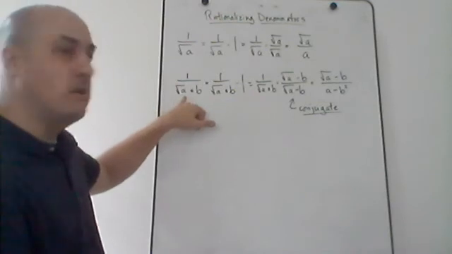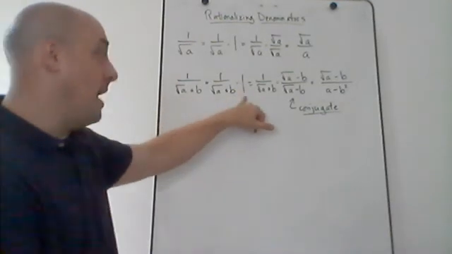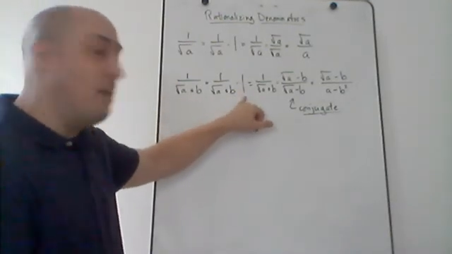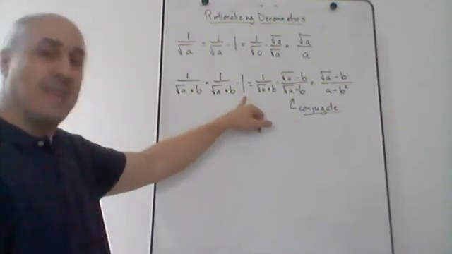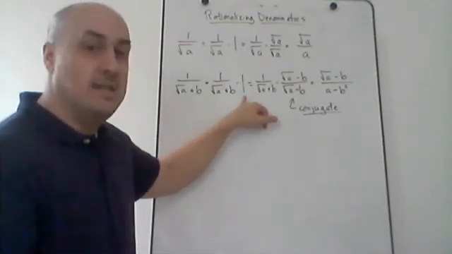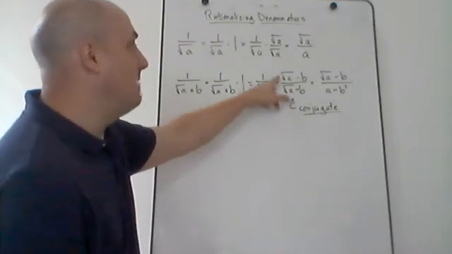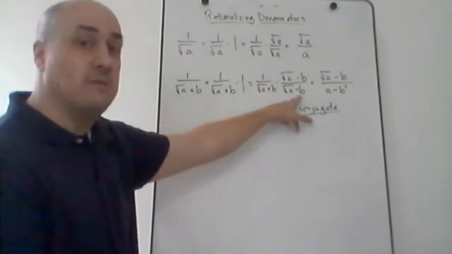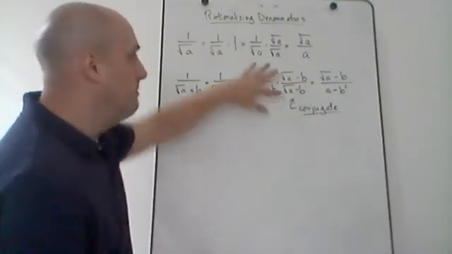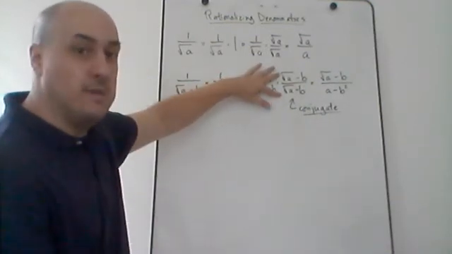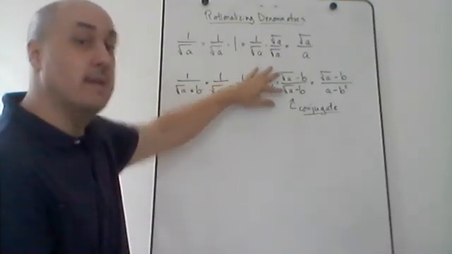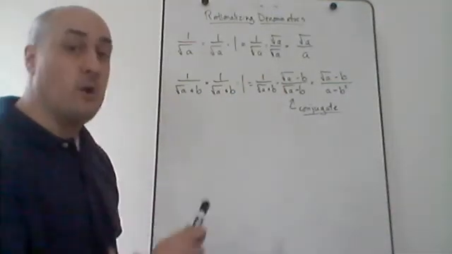So it's 1 over the square root of a plus b. I'm going to multiply it by 1, but I'm going to write that 1 in such a way that when I multiply it, it gives me what I want, which is not a radical in the denominator. So I'm going to multiply by the square root of a minus b over the square root of a minus b. That expression right there, root a minus b over root a minus b, equals 1 because it's the same thing over itself.